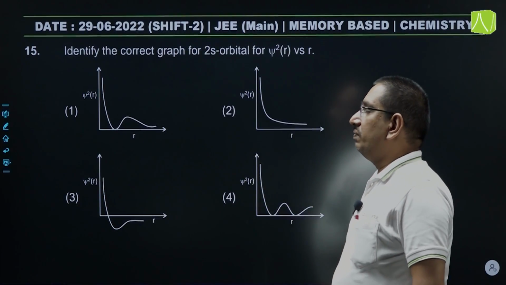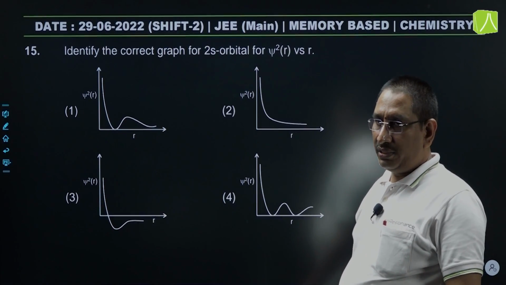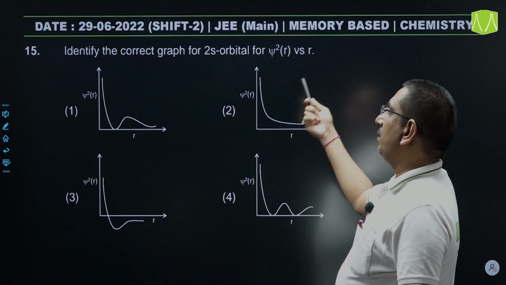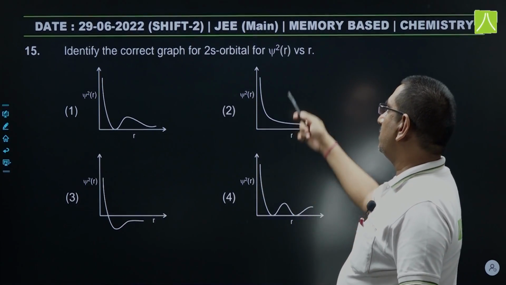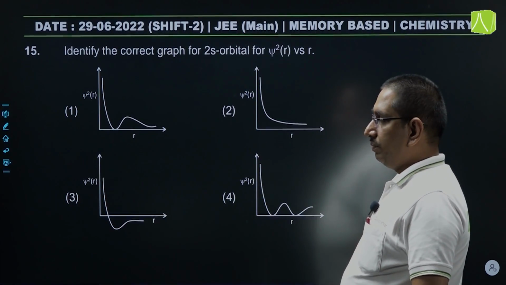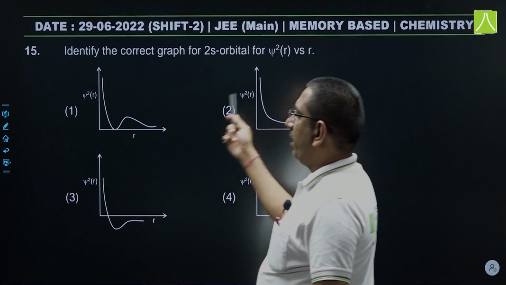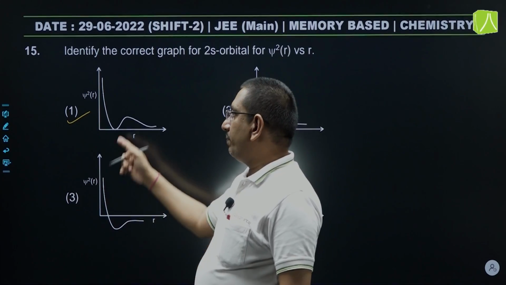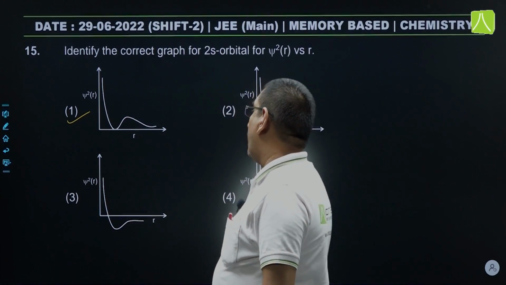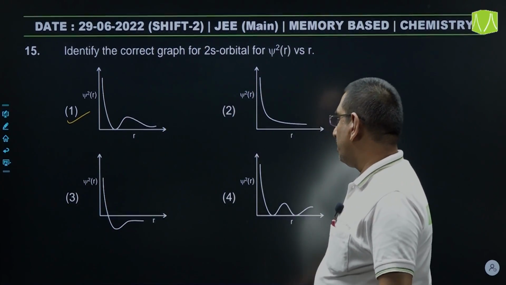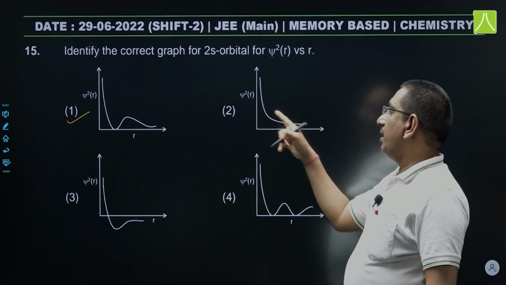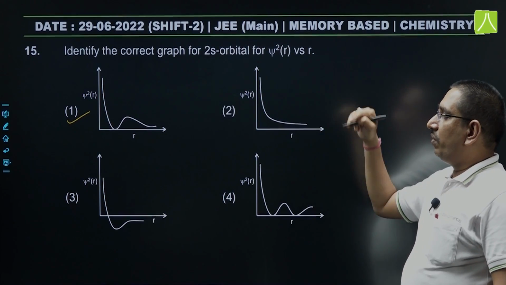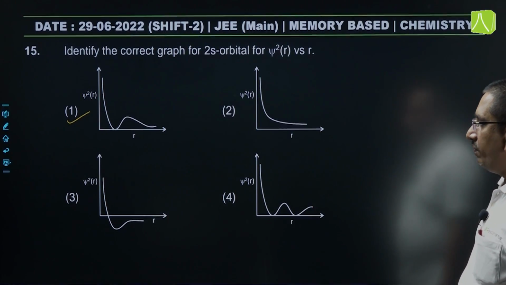Now, this is the question from atomic structure, that is related to orbitals, and identify the correct graph for 2s orbital for psi square and r. So, the psi square and r graph is this one, it is for 2s orbital, and if you see this, it is between psi and r, and this one between psi square and r is for 1s orbital, this is the graph, not for 2s orbital.